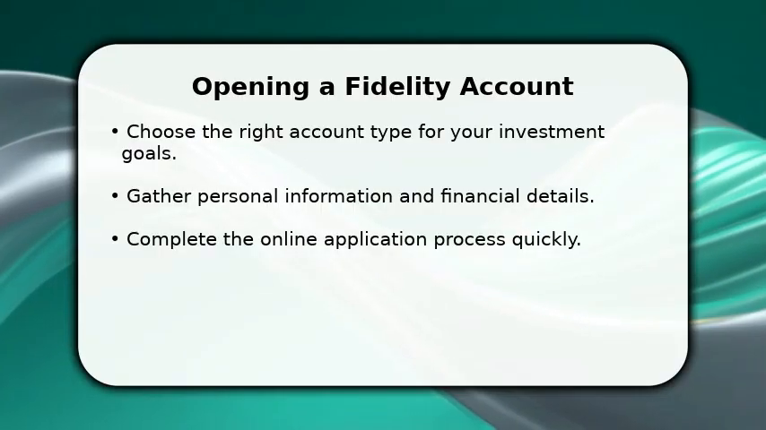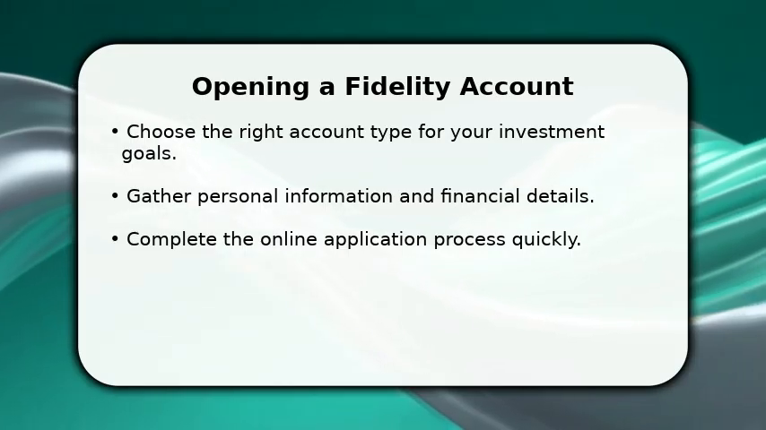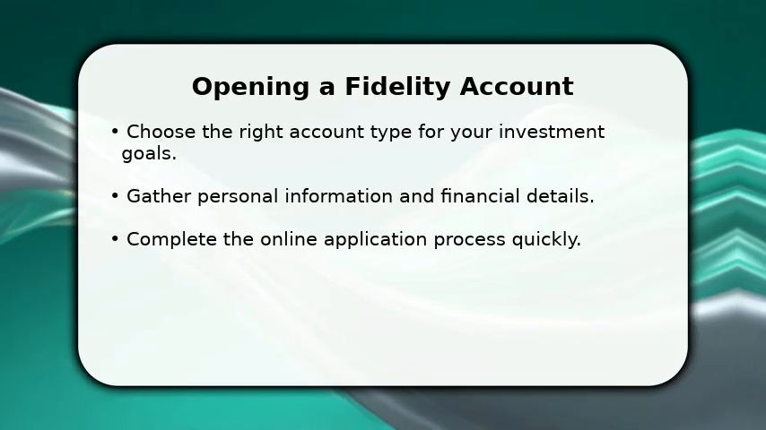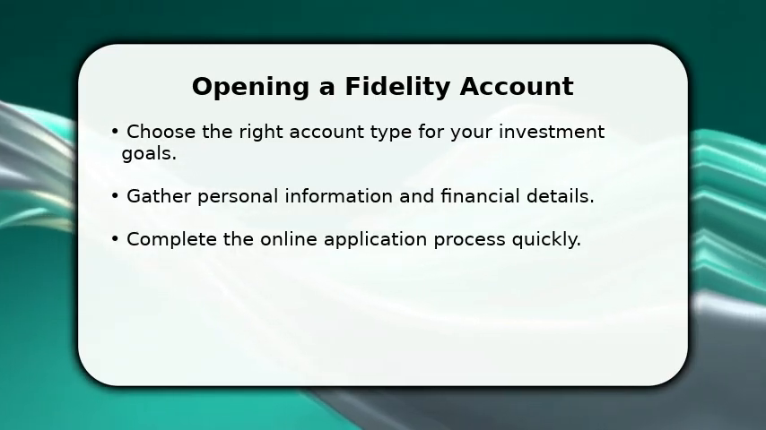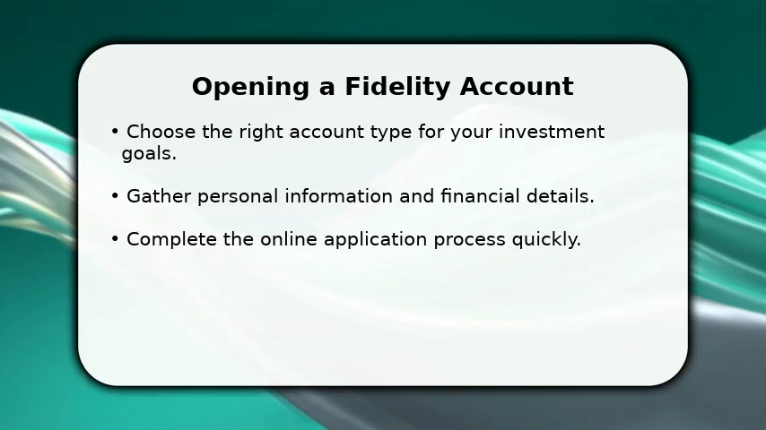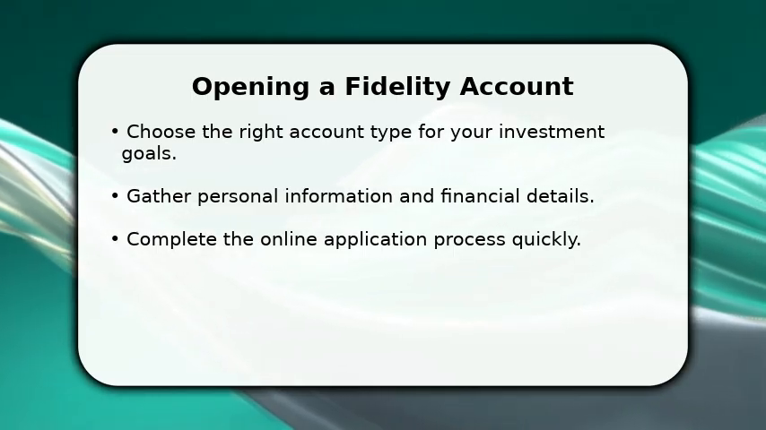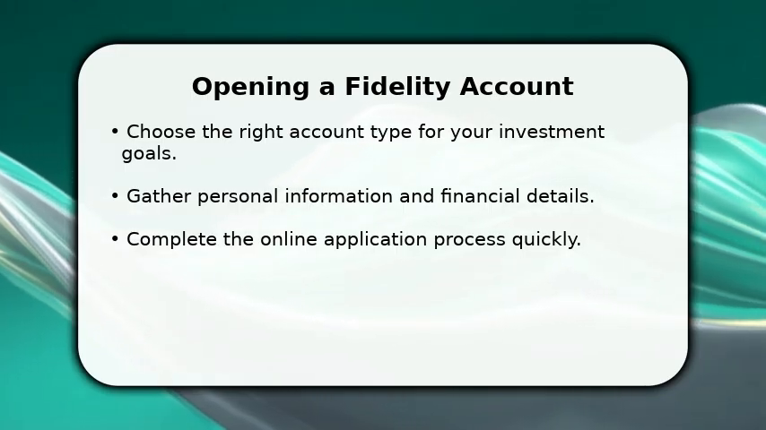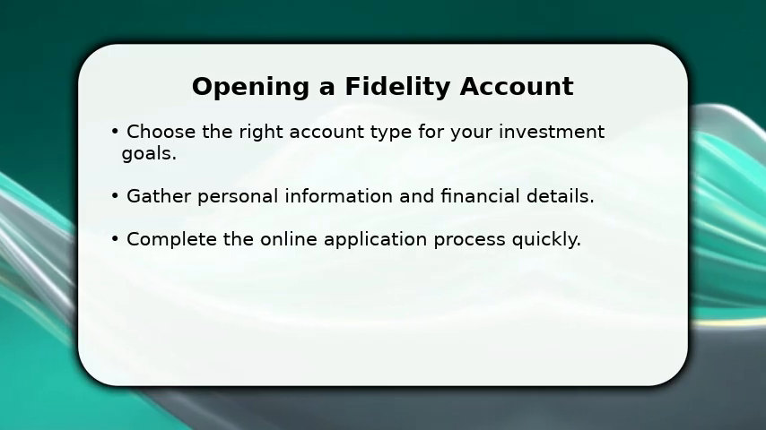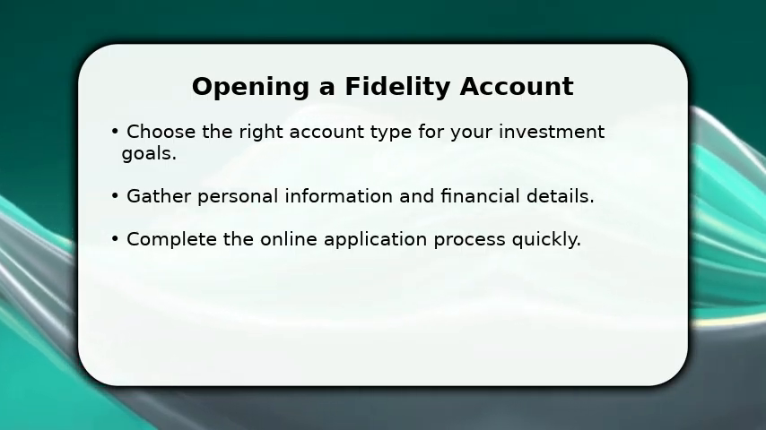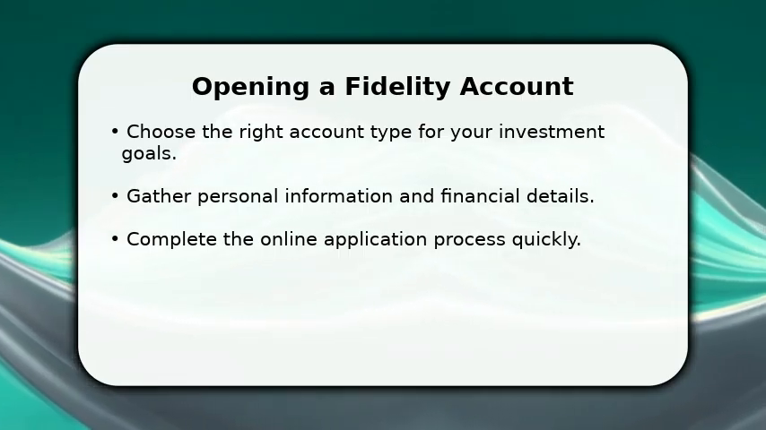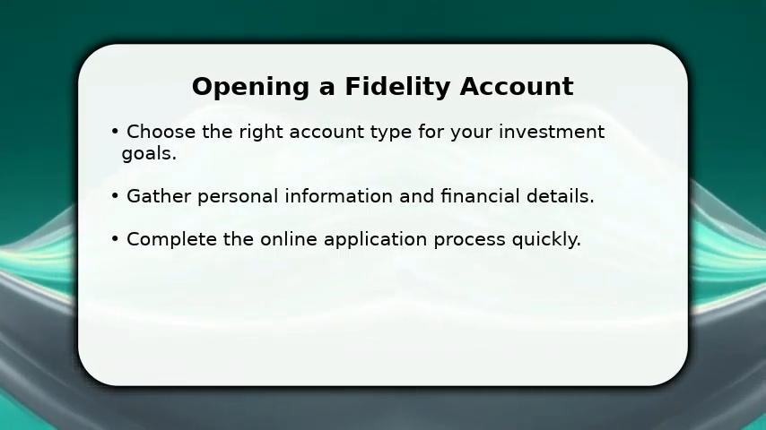In this video, I will explain how to buy Fidelity index funds. First, you'll need to open a Fidelity brokerage account. Decide if a Roth IRA, traditional IRA, or taxable brokerage account best suits your financial goals. Gather your personal details like your social security number and bank information. Then, complete the straightforward online application, which usually takes just a few minutes to set up your new investment home.